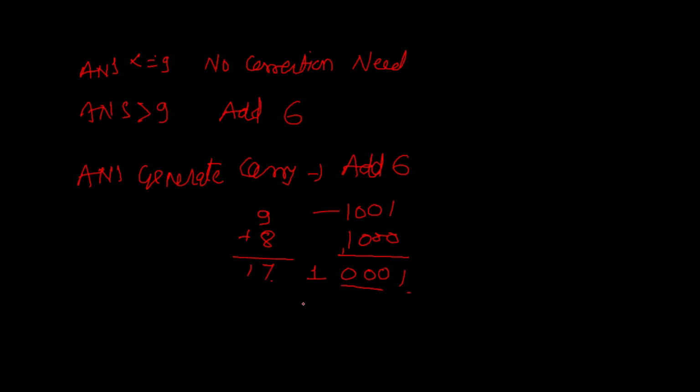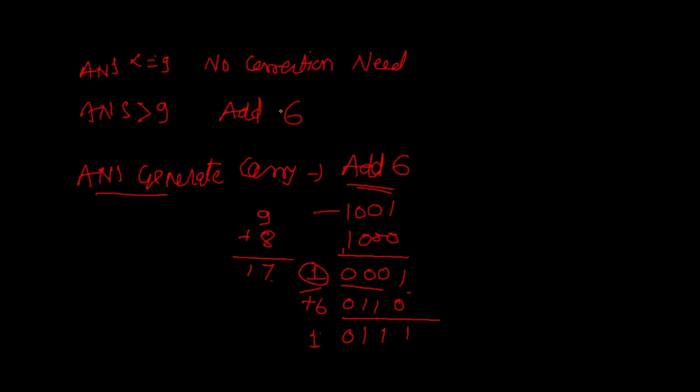So if I add 6, 6 is 0 1 1 0. If I add 6, the answer is 1 1 1, and this is there, so 0 here and 1. So when I add 6, why? Because there was a carry here. Whenever the carry is there, then I have to add 6 to get the correct answer. You write down these three things.